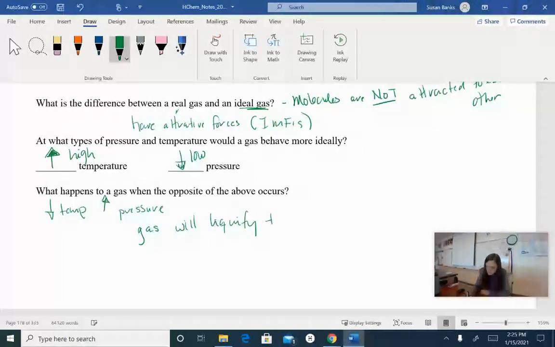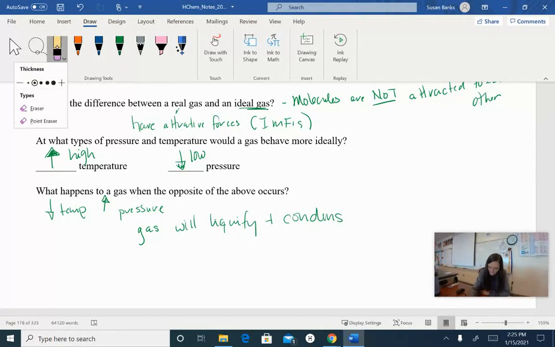And condense. That's condensation. Condense. Let's not do condensation, let's do condense.